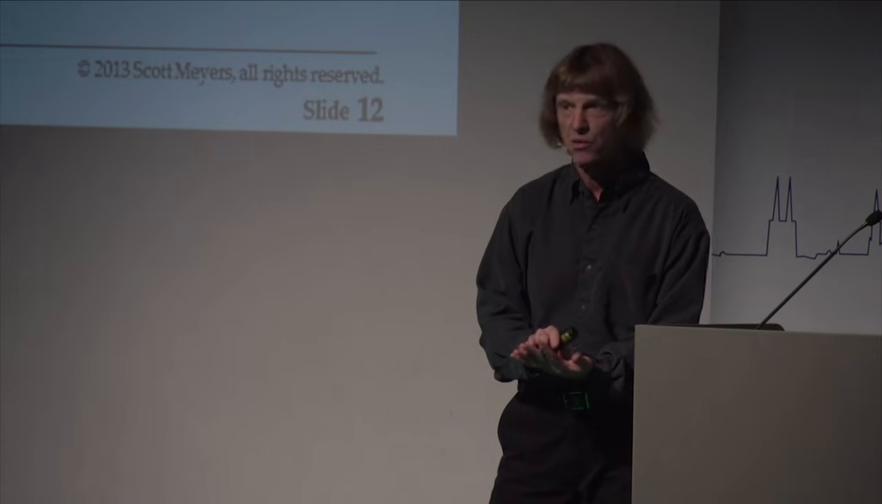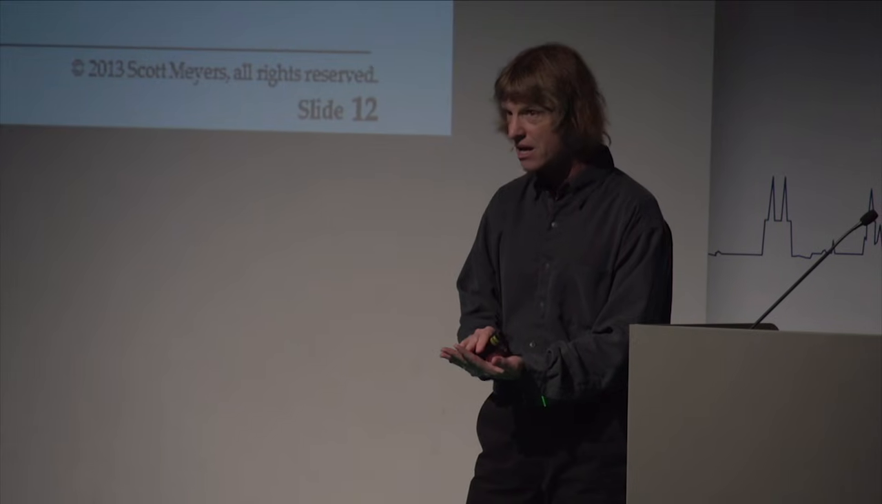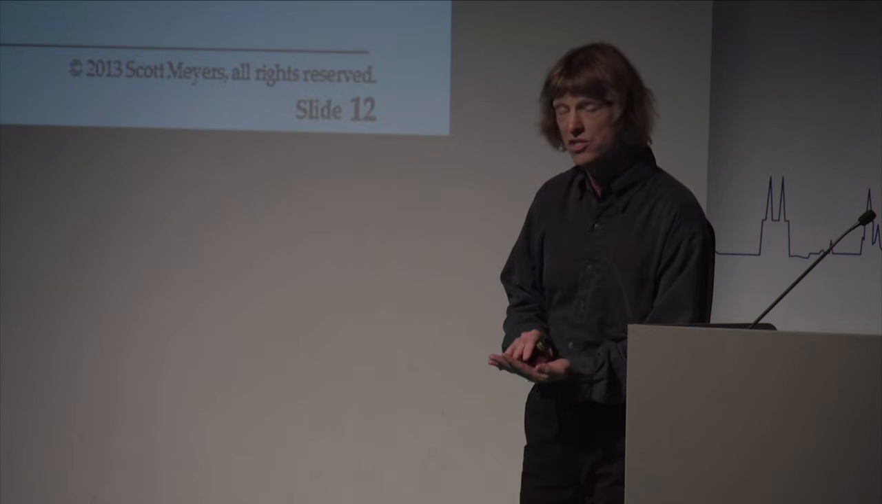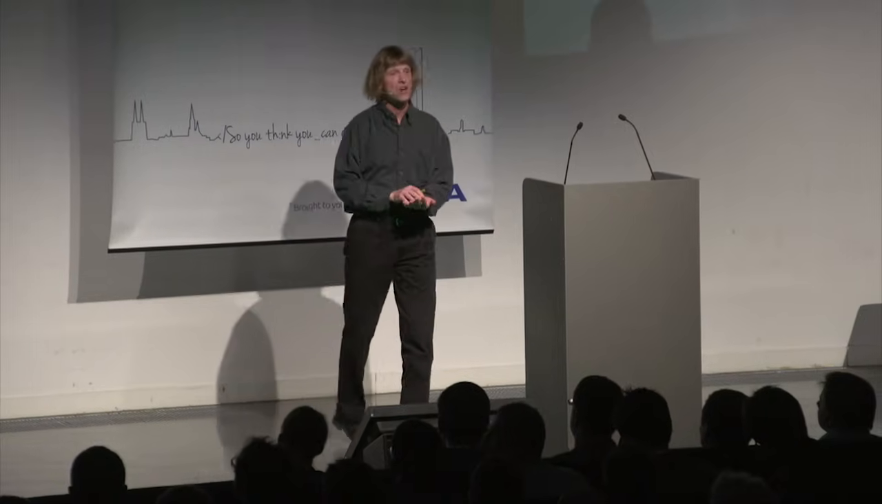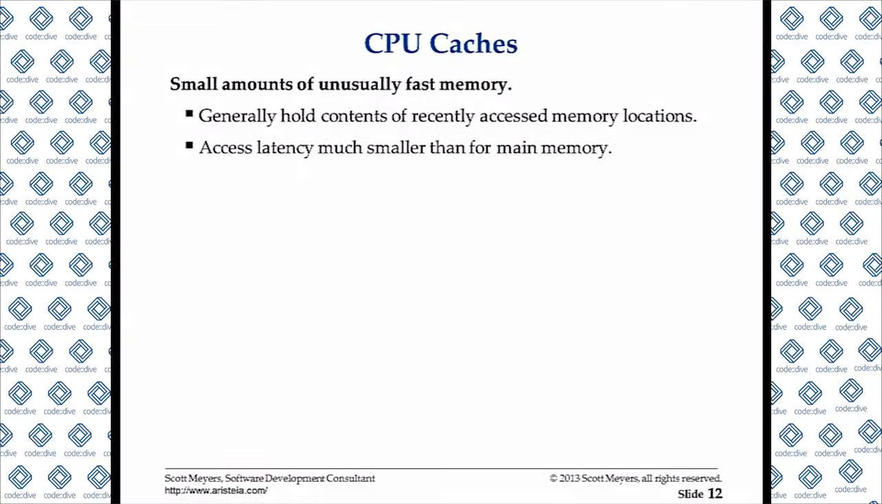And what it all boils down to is CPU caches. The reason that we had differences between row major and column major traversal performance is because of CPU caches. The reason that we get much better scalability using a local variable rather than using an array is because of CPU caches, which means we better understand what CPU caches are. CPU caches are simply small amounts of unusually fast memory. That's all they are. They generally hold the result of recently accessed memory locations, although not always.